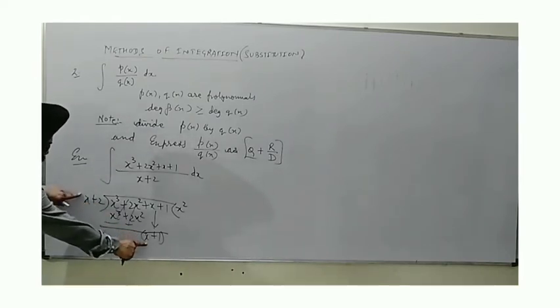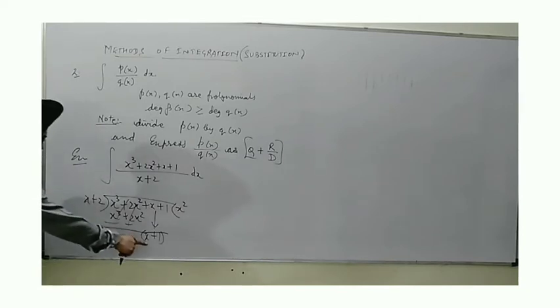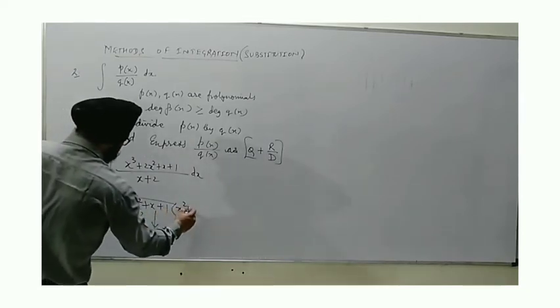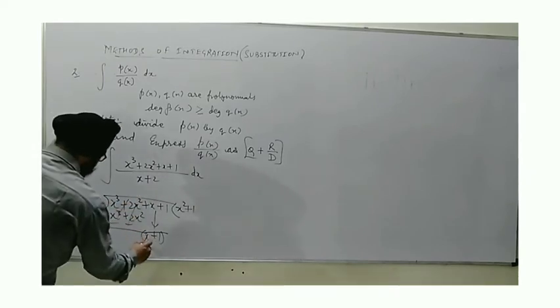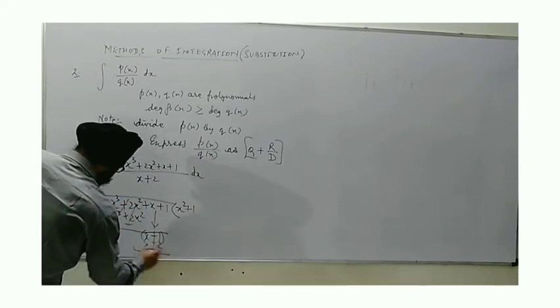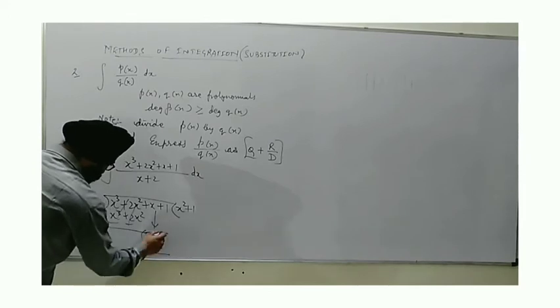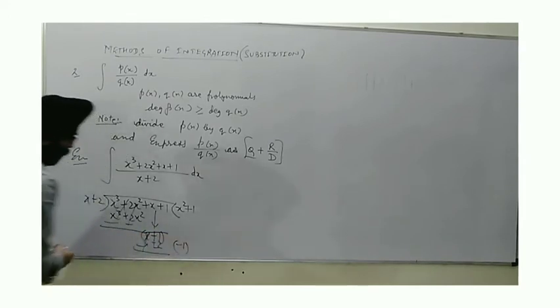But these two are equal. The degree is 1, and here also the degree is 1. Divide the first term by the first term: x divided by x gives 1. Multiplying, we get x plus 2 here. On subtraction, these two cancel out, and 1 minus 2 gives minus 1.